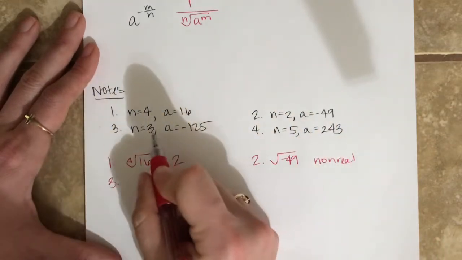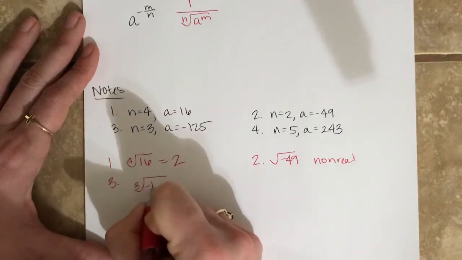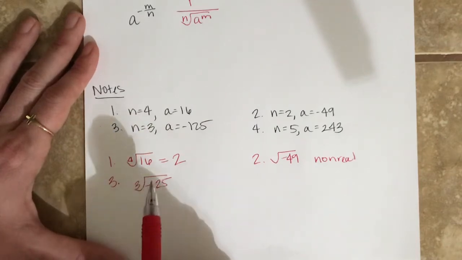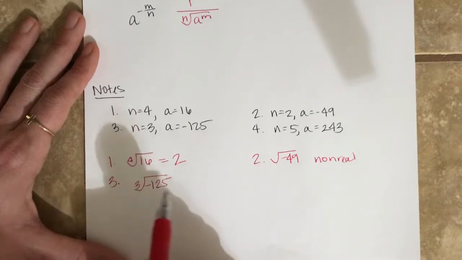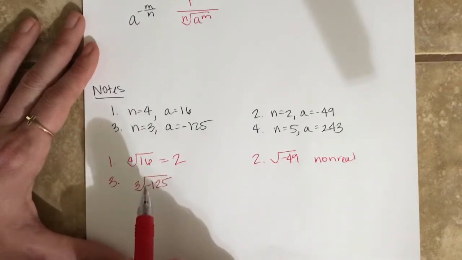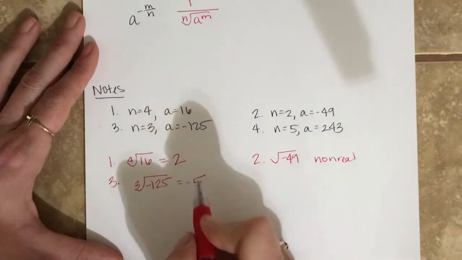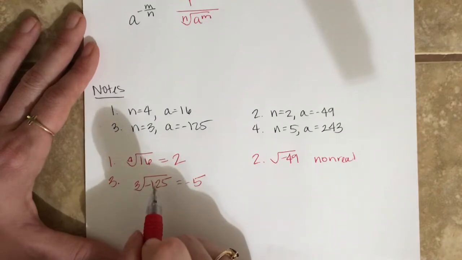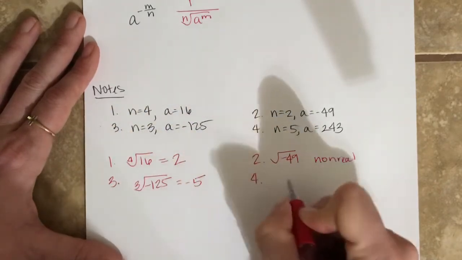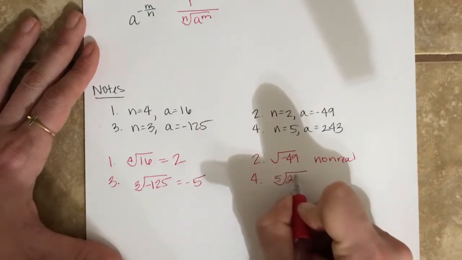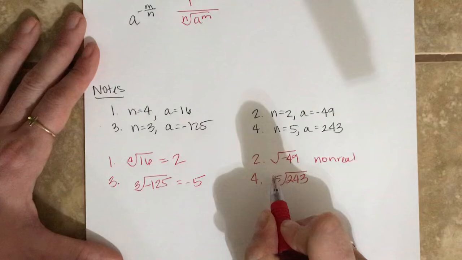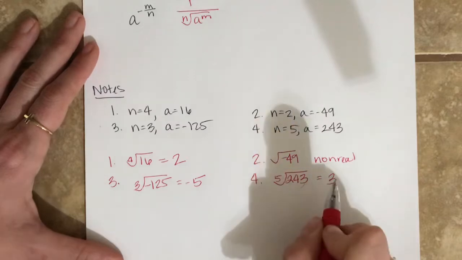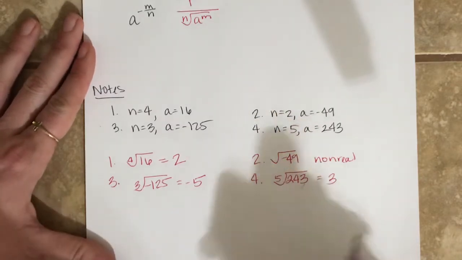Number 3, the cube root of -125. Now, we can take odd roots of negative numbers because you're trying to think, what number to the 3rd power gives me -125? Well, that would be -5, because -5 times -5 times -5 is -125. Number 4, the 5th root of 243. So what number to the 5th power gives me 243? That's 3, because 3 to the 5th is 243. And again, memorize those powers.